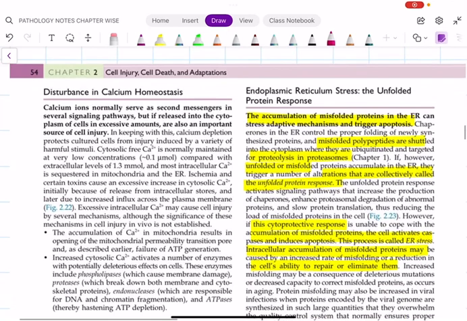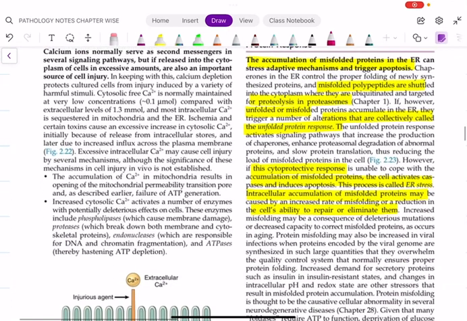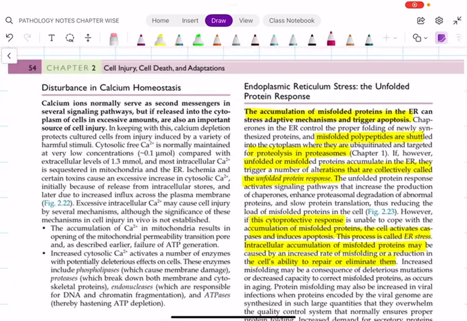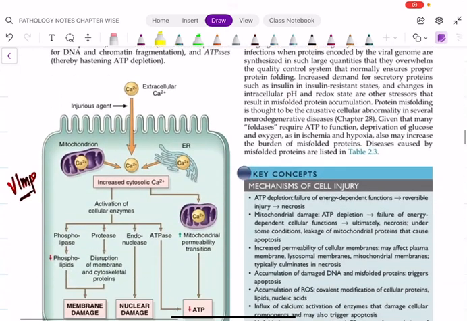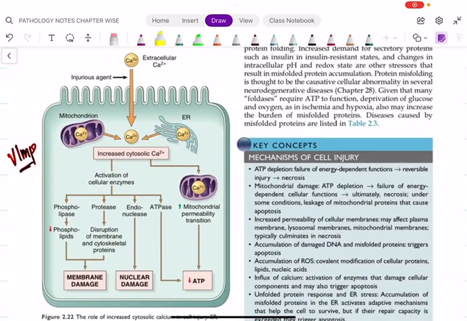I told you that calcium is a very important culprit because it serves as a second messenger for many signaling pathways. What is this calcium going to do? Whenever there is an injurious stimulus, the extracellular calcium will come inside the cell, and in the cell we have mitochondria and endoplasmic reticulum.